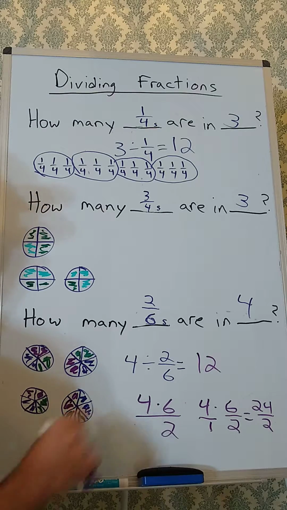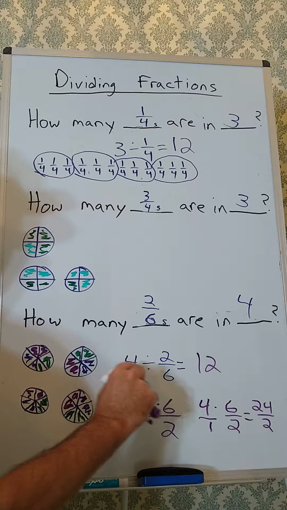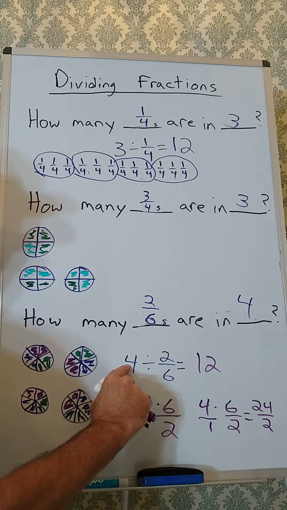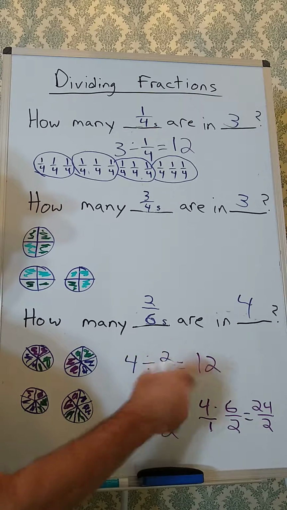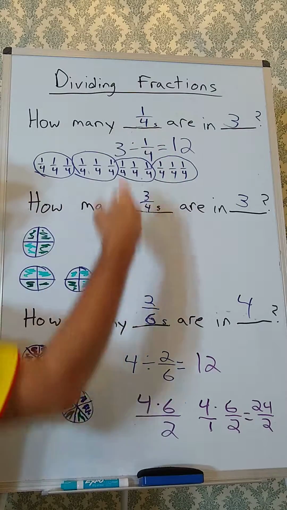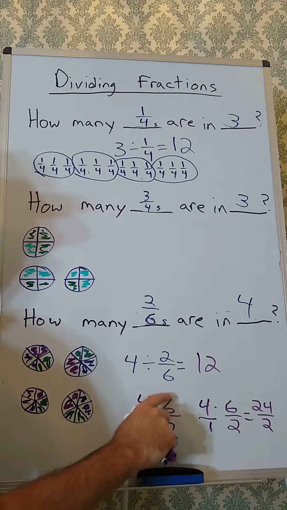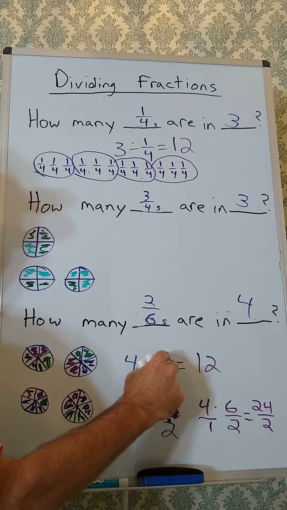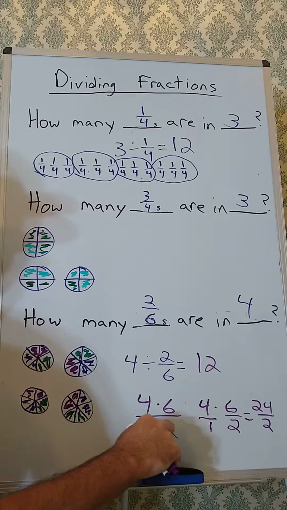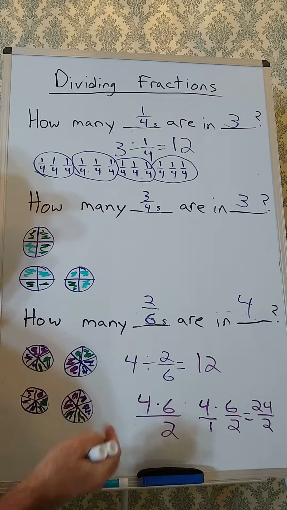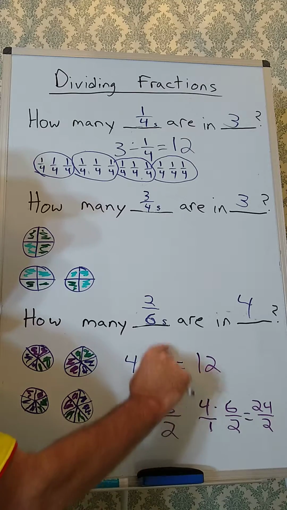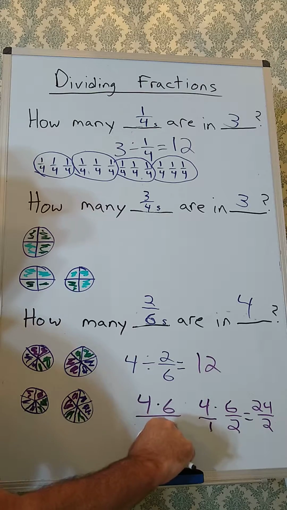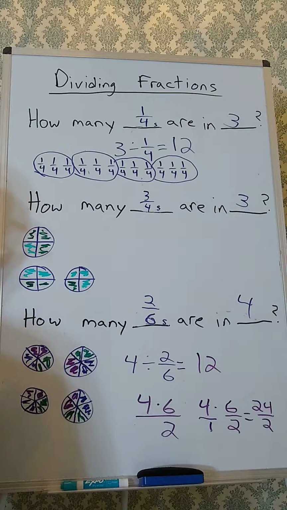So what are we doing? Well, we're multiplying the whole number we have by the denominator, and that tells us how many sixths or fourths we have in this case. And then we want groups of 2 sixths, not 1 sixth, so we have to divide by 2. So what we're doing when we're dividing fractions is we're really multiplying by the reciprocal of our divisor, and hopefully these pictures help you to see that.